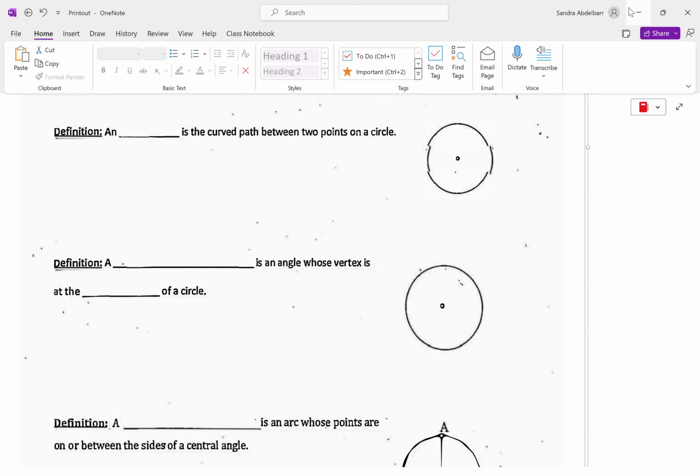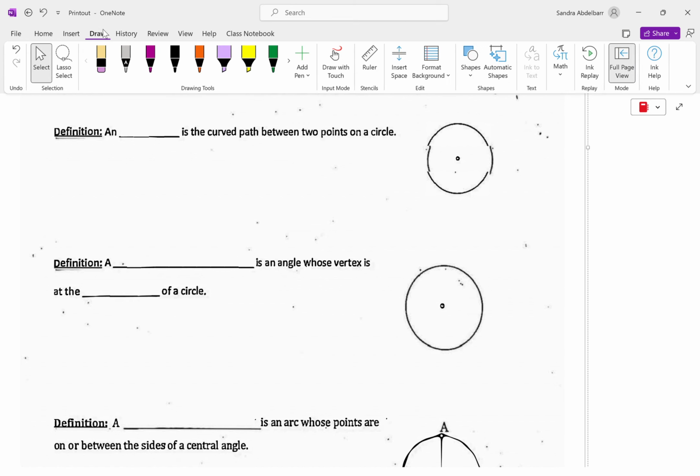Okay, so we're going to go through some definitions. A blank is a curved path between 2 points on a circle. This blank is arc. An arc is a curved path between 2 points on a circle. So here, let's say I have circle O, and then I have the path between A and B. That path between points A and B, that's called an arc.